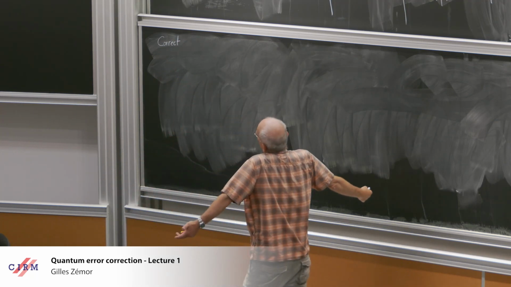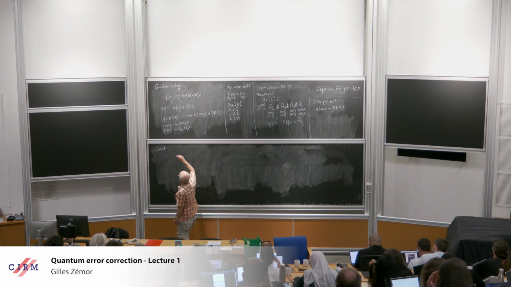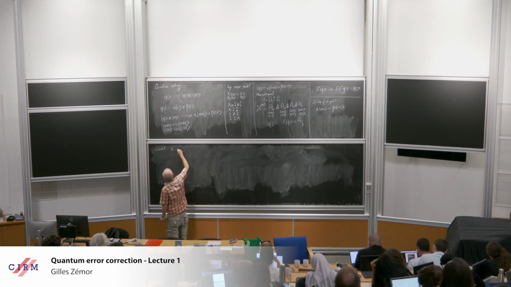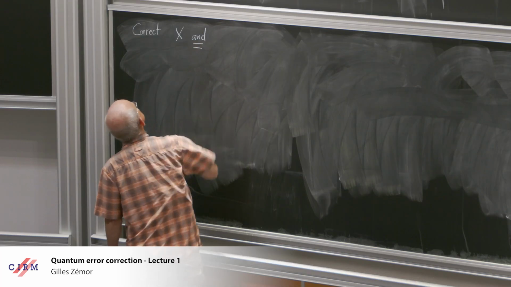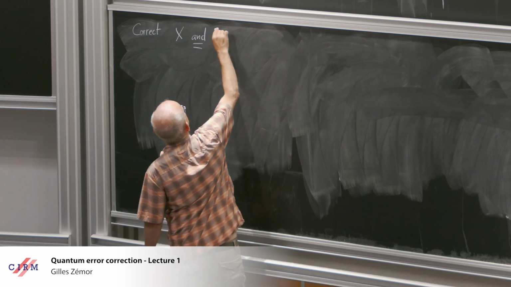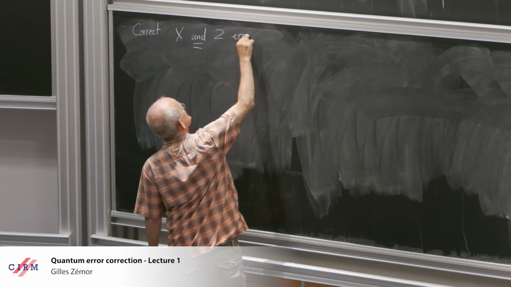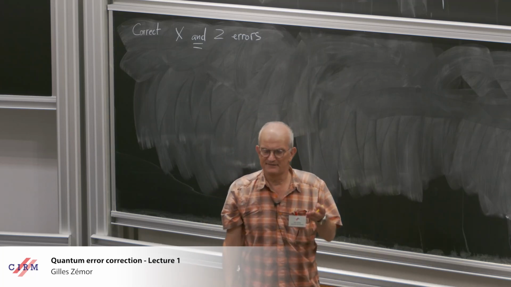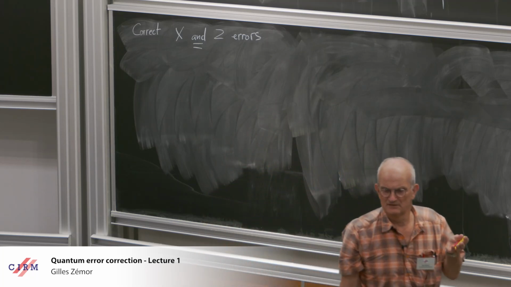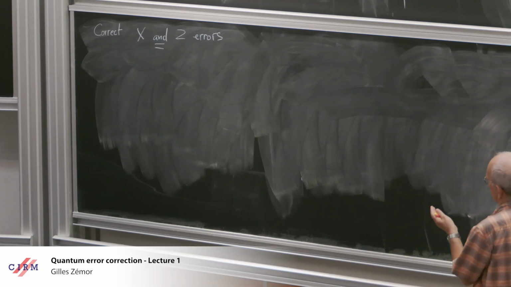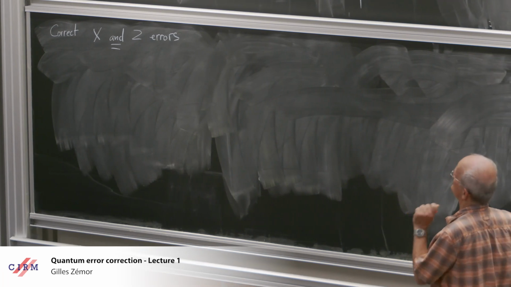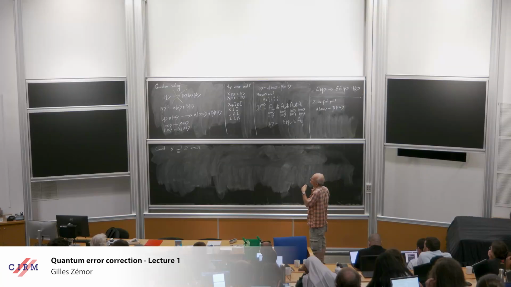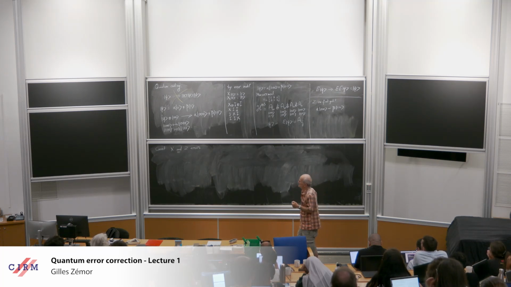So, if we're going to correct quantum errors, we need to correct X errors and Z errors. That is going to be the challenge. Can we devise a quantum code that will be able to correct either X errors or Z errors, or possibly even a mix of X and Z errors?